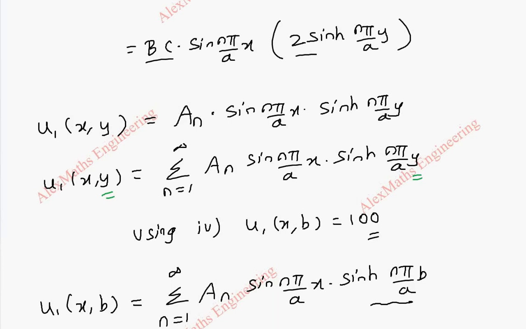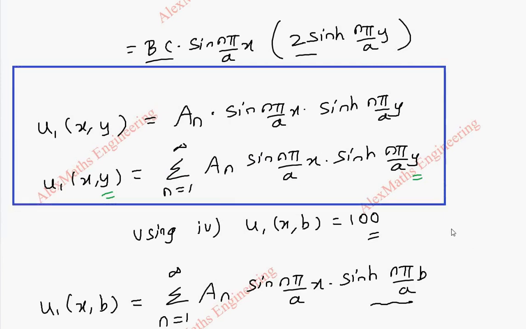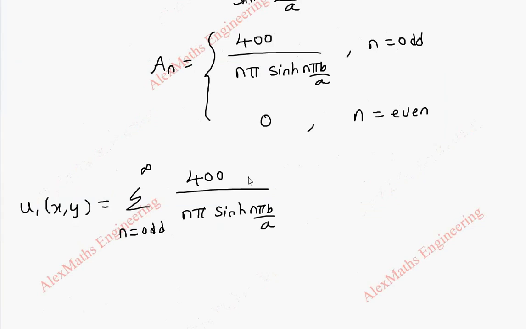This is our solution, and we have to use the summation 1. So we replaced An, along with that sin(n pi x by a) sinh(n pi y by a). So this into sin(n pi x by a) into sinh(n pi y by a).